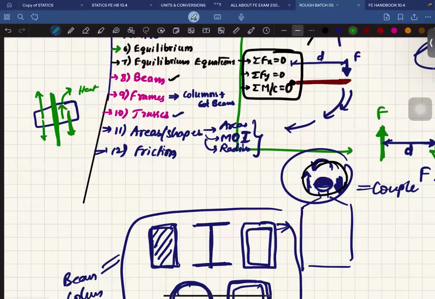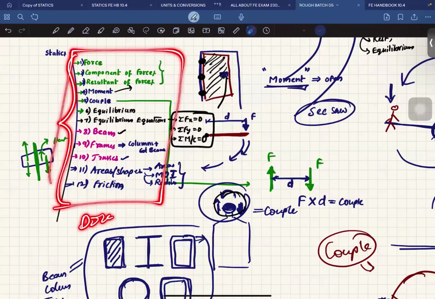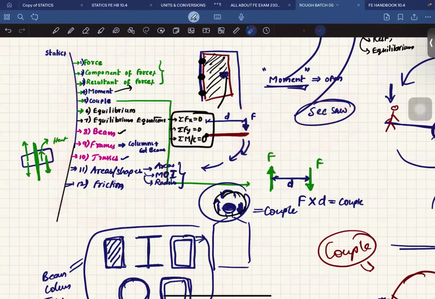So in the subject statics, we'll study this dozen of topics. With that, 110 marks will be in your pocket. So that's it, end of the session.